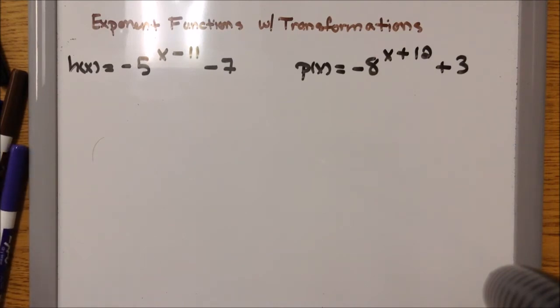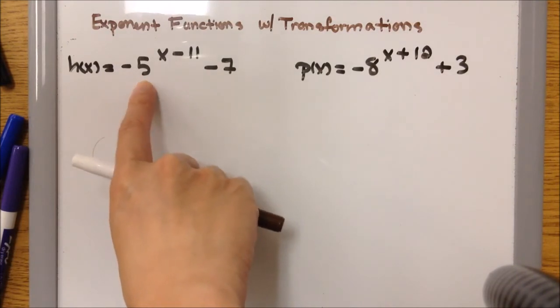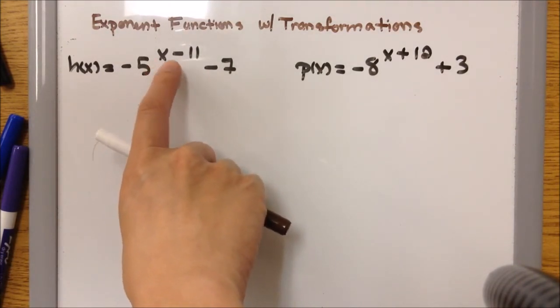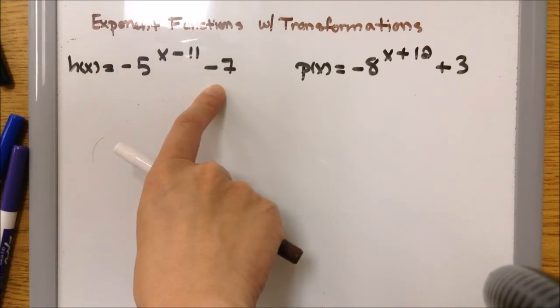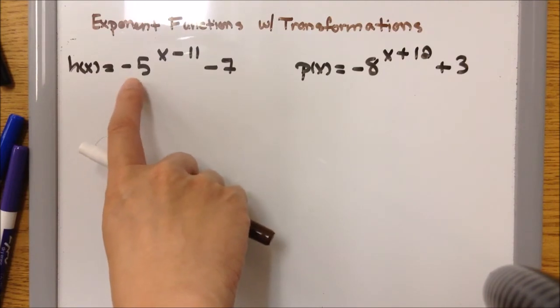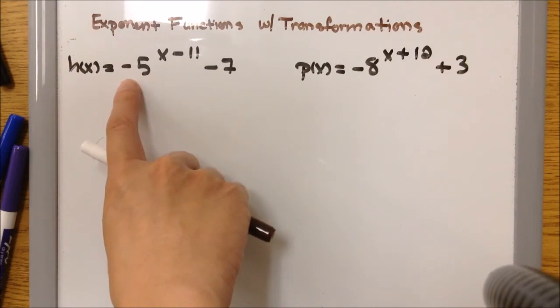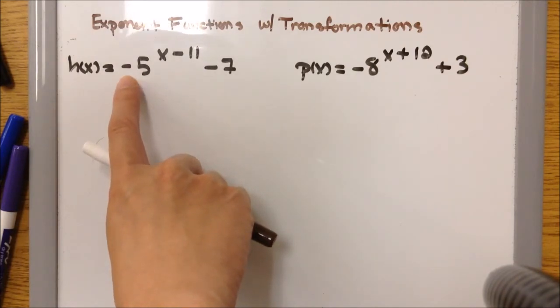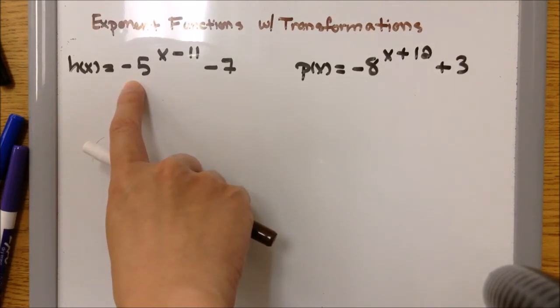Alright, just like the last two examples, we're going to talk about reflection. Now, in example 7, we have h of x equals negative 5, that's our base, to the power of x minus 11, and then minus 7. Now, what's different from example 5 and 6 and example 7 is that in this one, we have a negative in front of the base, meaning negative in front of the function. So, if we have a negative in front of the function, if we were to compare it with the lesson video, we know that it's going to be a reflection.